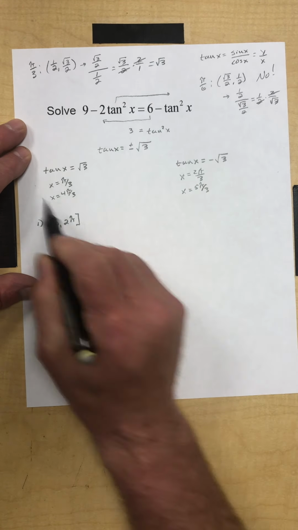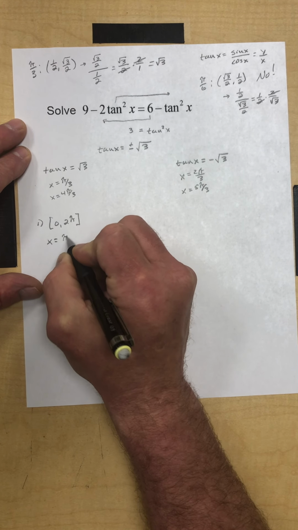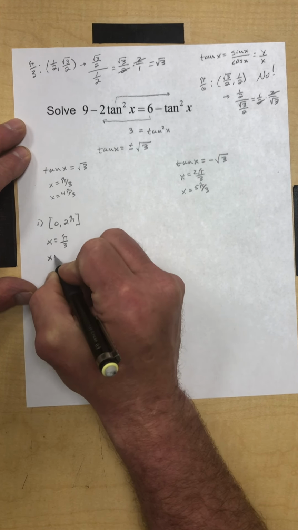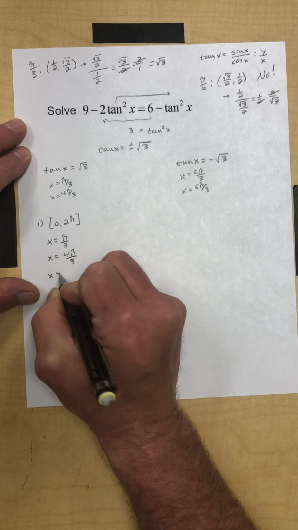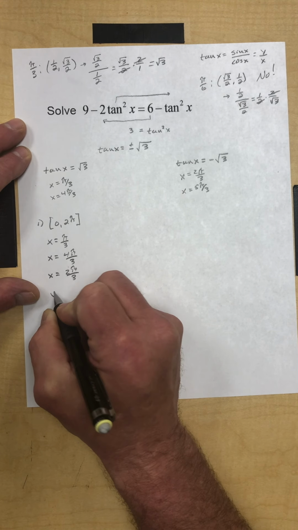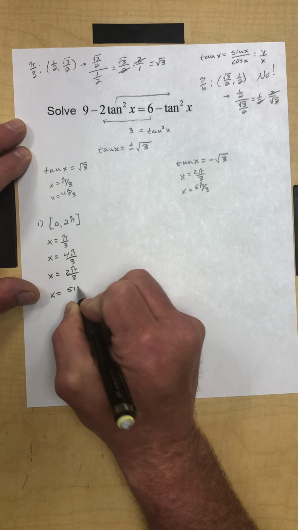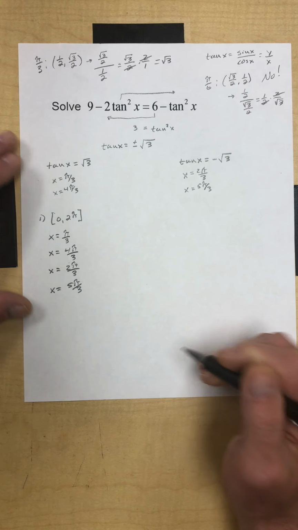And obviously I have 4 solutions there. I've got x equals pi over 3, x equals 4 pi over 3, x equals 2 pi over 3, and x equals 5 pi over 3. And obviously it doesn't matter which order you put them in.